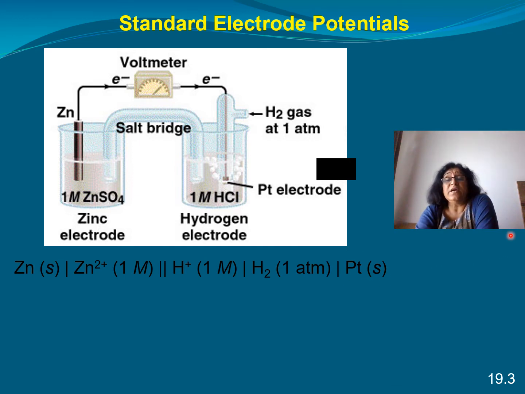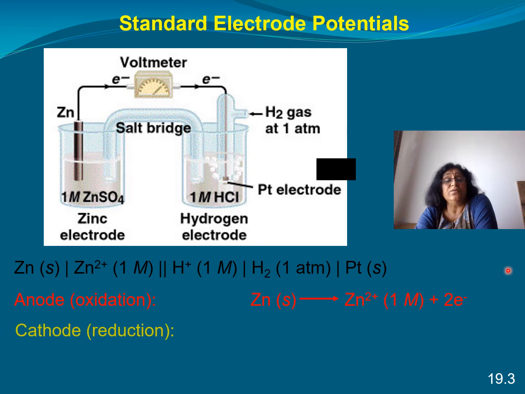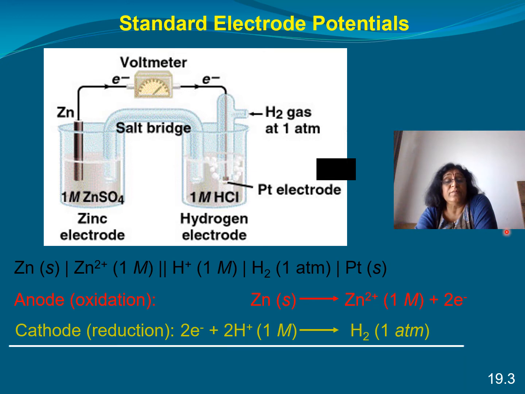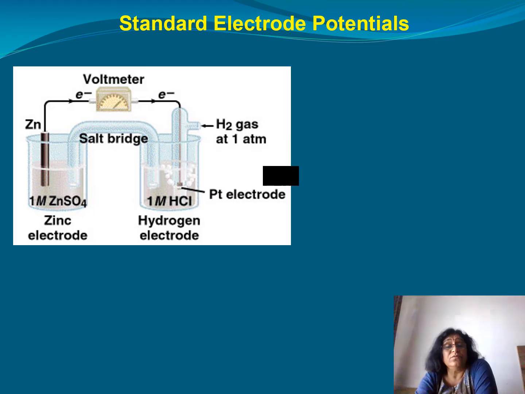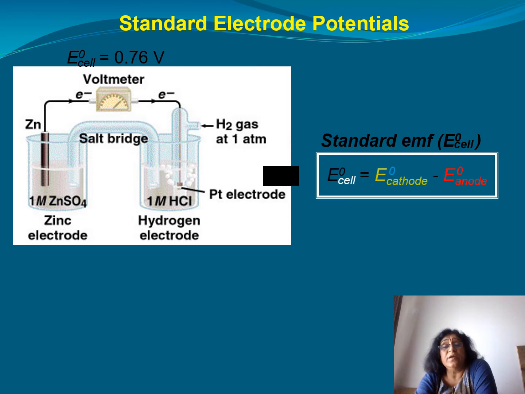Okay, so here zinc undergoes oxidation reaction. Zinc ions are formed. Zinc gives you zinc ions plus 2 electrons, and the cathode reaction will be 2H+ plus 2 electrons gives you hydrogen. So hydrogen gas is evolved at the cathode. Now my net reaction will be what? Zinc plus 2H+ gives you zinc ions plus hydrogen. Okay. Standard EMF, how will you calculate?